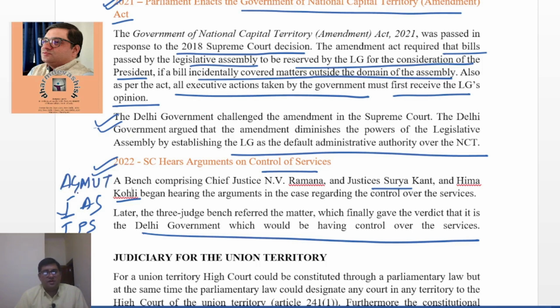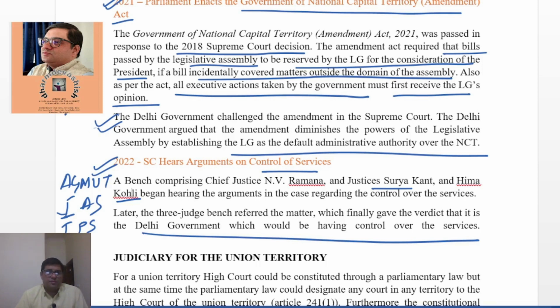the AGMUT cadre, Arunachal, Goa, Mizoram, Union Territory cadre, and officers from this cadre are provided to the Delhi government to head the various departments, various directorates, etc. At the same time, there are two services, Group B services.